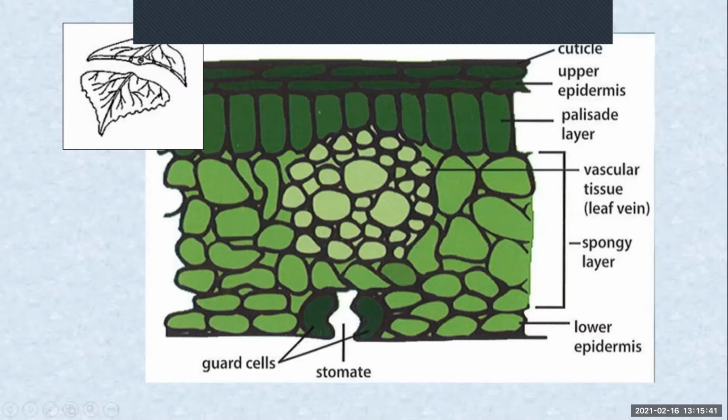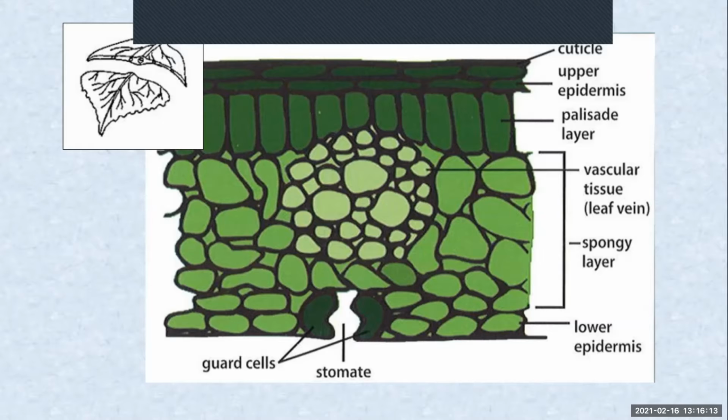And so we'll just kind of start from the top here. The cuticle. The cuticle is kind of a waxy layer that's on top of the leaf surface, which helps to prevent evaporation, loss of water from the leaf. And below that cuticle is your upper epidermis, the outer layer that I mentioned before.